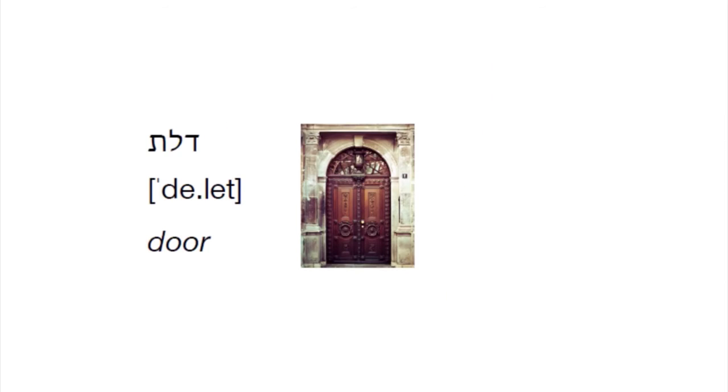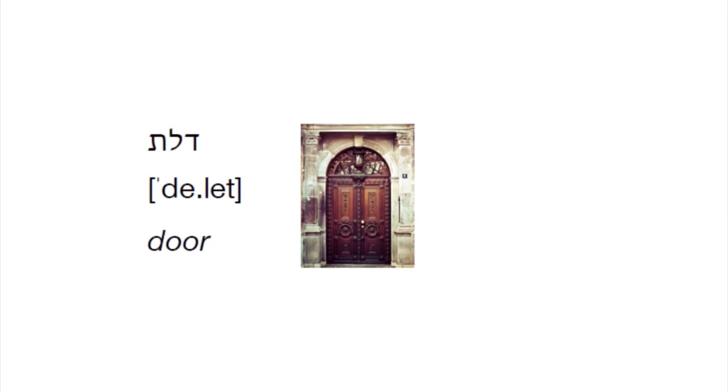First off, this word is composed of 3 letters. Hebrew reads from right to left, so our very first letter in this word is on the right side. It's dalet, and it makes the d sound in delet. Our second letter, right in the middle? That's lamed. It makes the l sound in delet. And our last letter is tav, which makes the t sound.